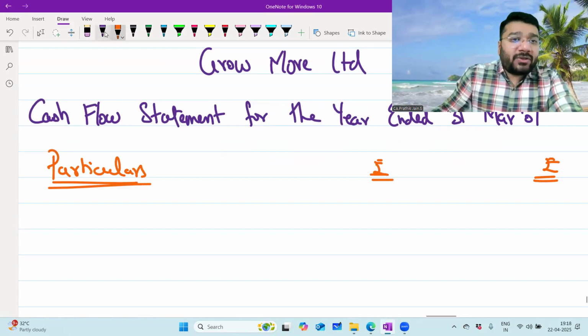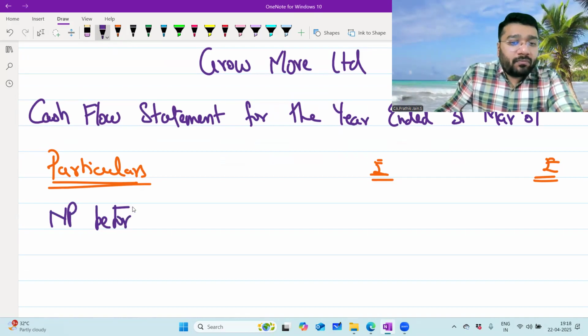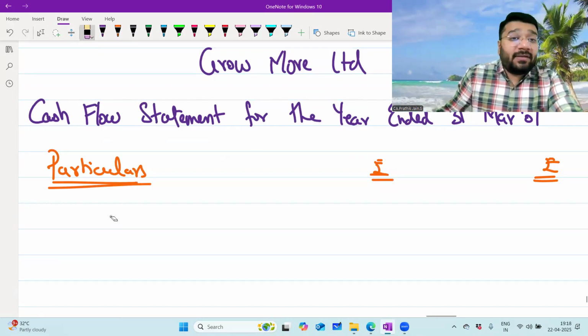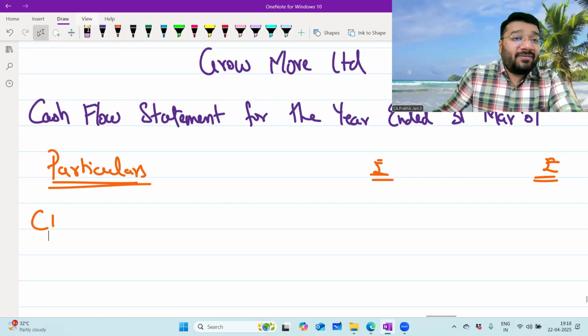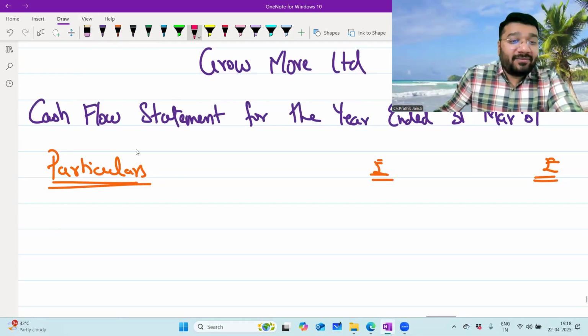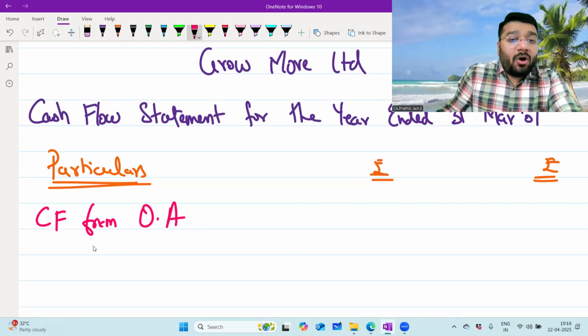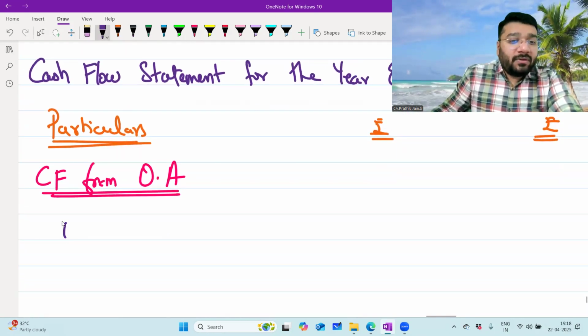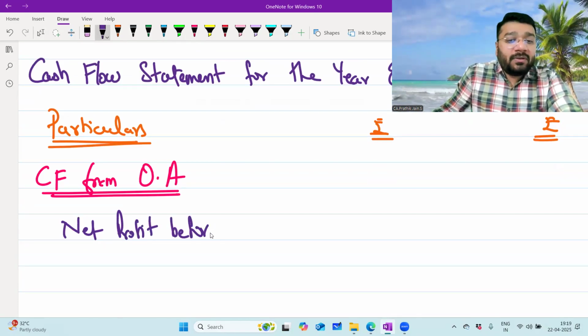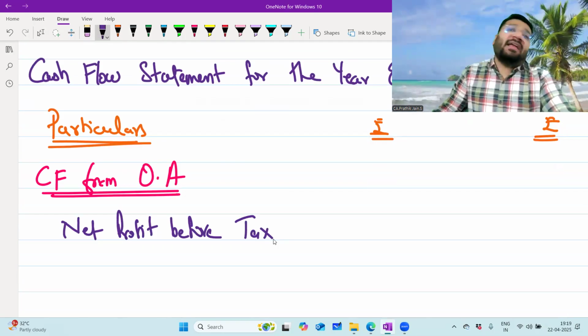Now, net profit before tax and extraordinary item. Oh, sorry. Before that, cash flow from operating activity. That's why something was missing. That pink color was missing. Cash flow from operating activity. Under that, net profit before tax. If I feel lazy, I'll not add extraordinary.